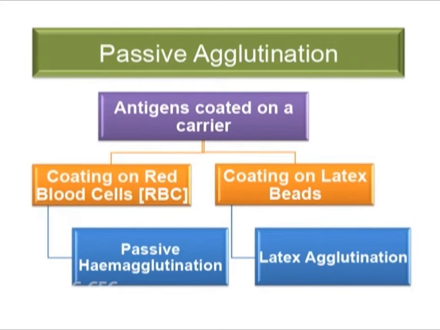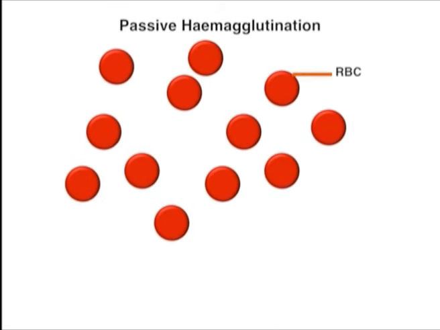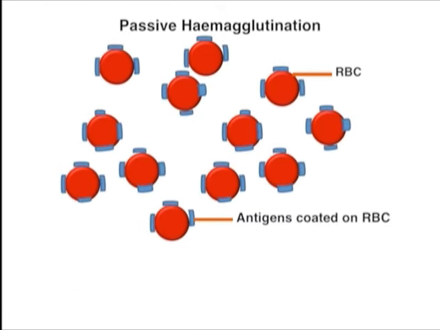The carrier can be RBCs or polystyrene beads. When antigens are coated on RBCs for test, the process is known as passive hemagglutination, and when polystyrene beads are used, it is known as latex agglutination test. Passive hemagglutination. Soluble antigens can be coated on RBCs, which increases the size of the antigens and converts precipitation reaction into more sensitive agglutination reactions.